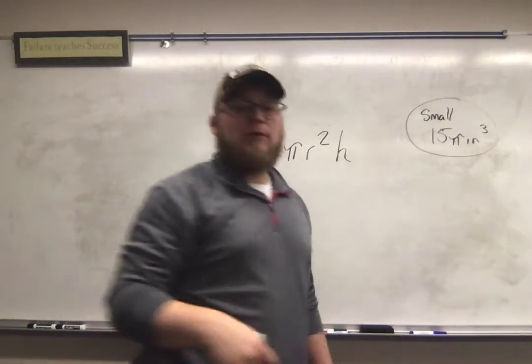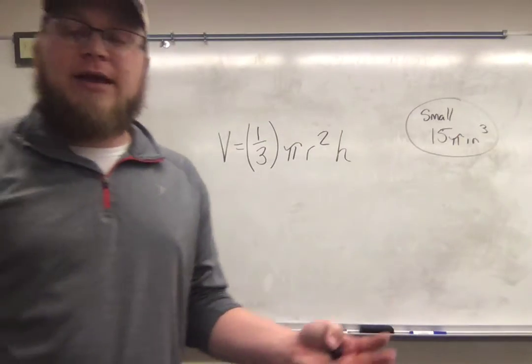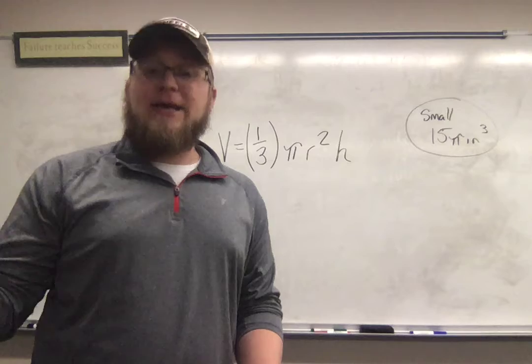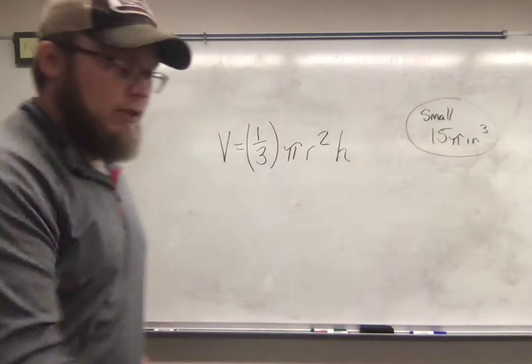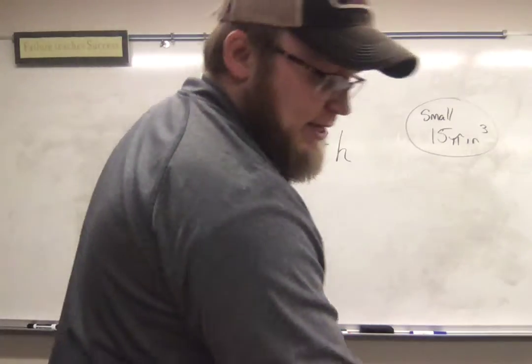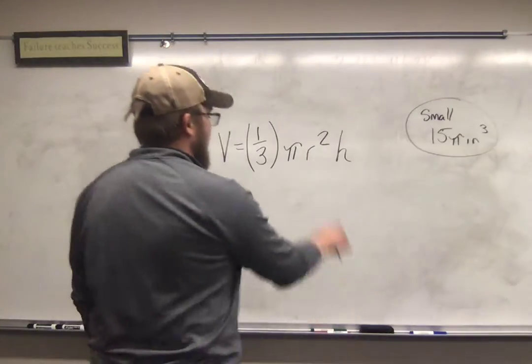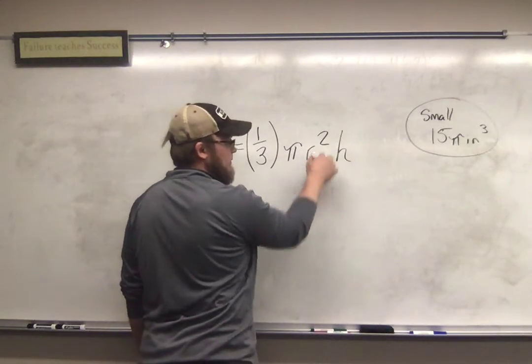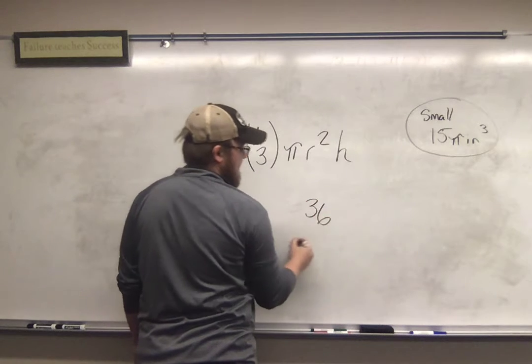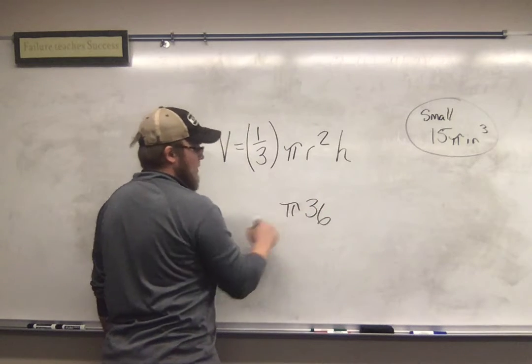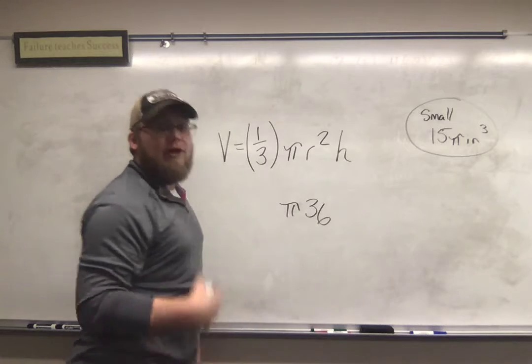Just so I remember, because it wants us to compare at the end: how much bigger is the big cone than the small cone? So we have to figure out the big cone now. Let's plug these in. The radius of the big cone, as you can see, is r equals 6. So it's going to be 6 times 6, which is 36. Bring pi down. Bring the 1/3 down eventually.